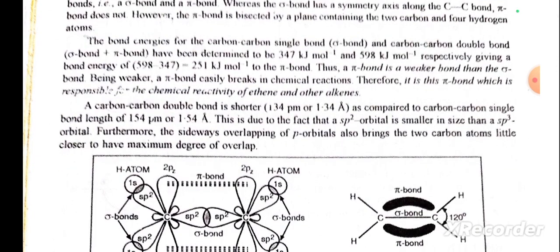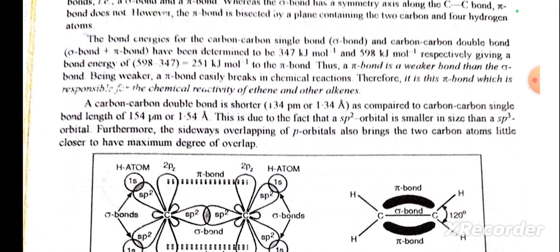The bond energies of the carbon-carbon single bond and carbon-carbon double bond are determined to be 347 kJ per mole and 598 kJ per mole respectively, giving a bond energy to the pi bond. The pi bond is a weaker bond than the sigma bond, and therefore the weaker pi bond easily breaks in chemical reactions. The pi bond is responsible for the chemical reactivity of ethene and the other alkenes.